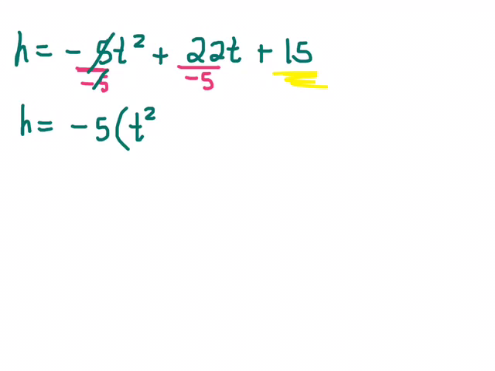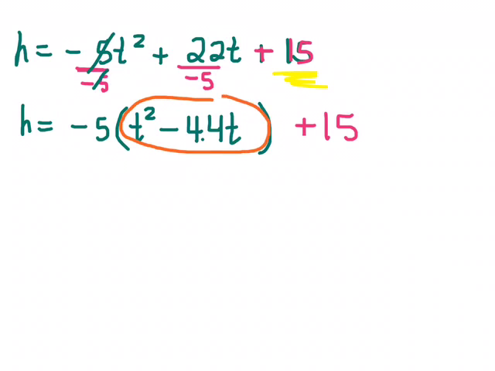Then we have positive 22 divided by negative 5. What is a positive divided by a negative? And then 22 divided by 5 is 4.4, and we have our t. We're leaving the plus 15. Okay, I'll just leave that here, plus 15. We're trying to create a perfect square trinomial here. What are we missing? We're missing the c, right?